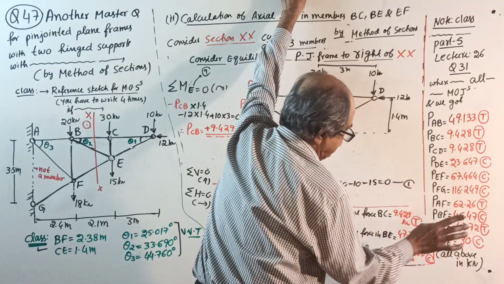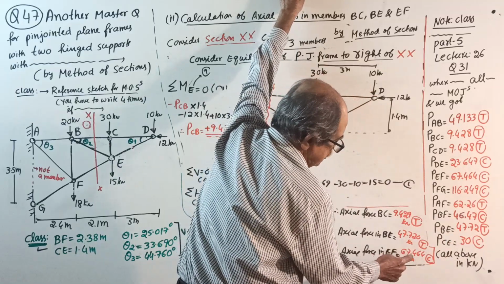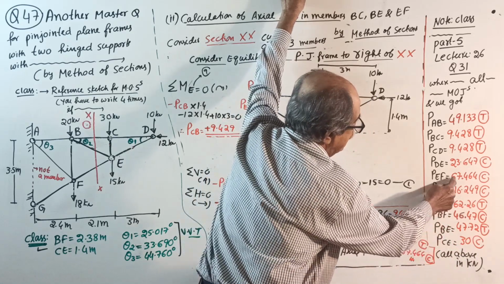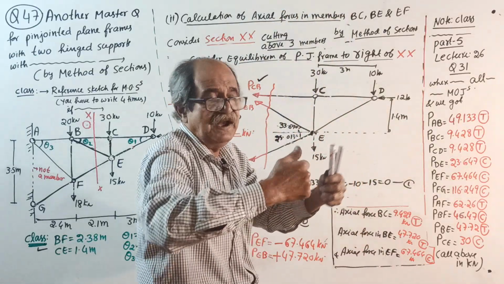47.72, 720, both are same. Okay. EF 67.464. EF 67.464. Perfectly correct.